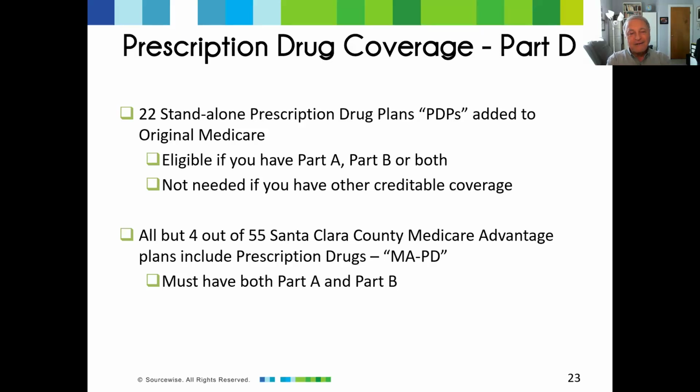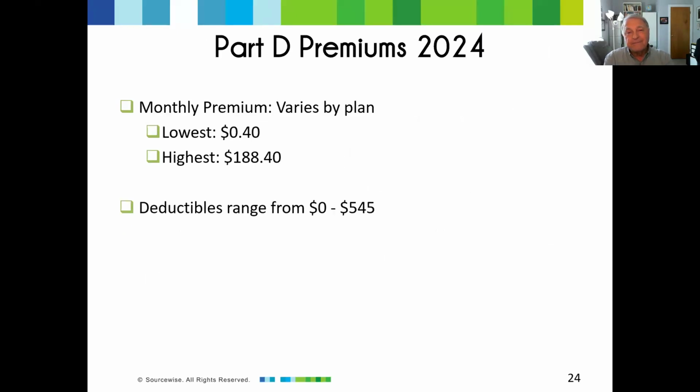So, right now, and I'll show you in a moment, there are low-cost prescription drug plans. You get one of those as a placeholder to protect you in case something comes up. Now, as I say, we have 22 plans available here under Original Medicare. And of the Medicare Advantage plans, all but 4 of those include prescription drug coverage. But for the Medicare Advantage plans, to get drugs you have to have both Part A and Part B to take advantage of it. The premiums range from a low of 40 cents a month to a high of $188.40 a month.